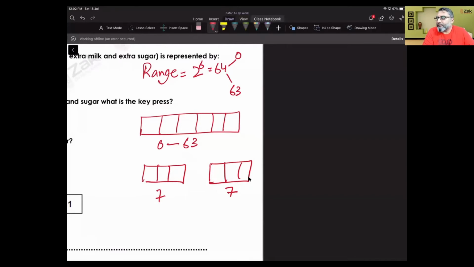ये कहता है कि it was decided to split the register so that each digit was represented by its own 3 bits register. What does it mean? That 4 is shown like this and 2 is shown.